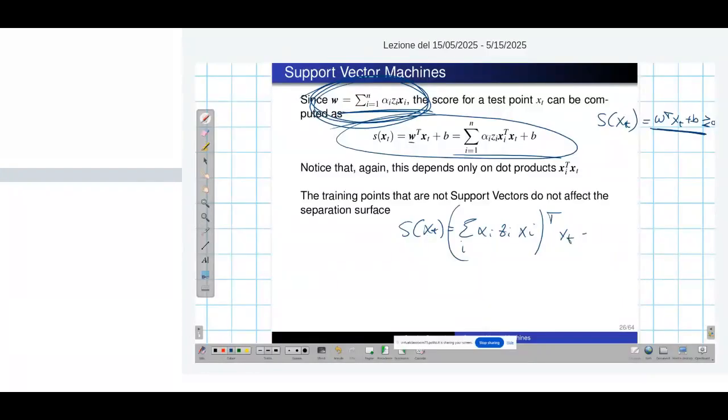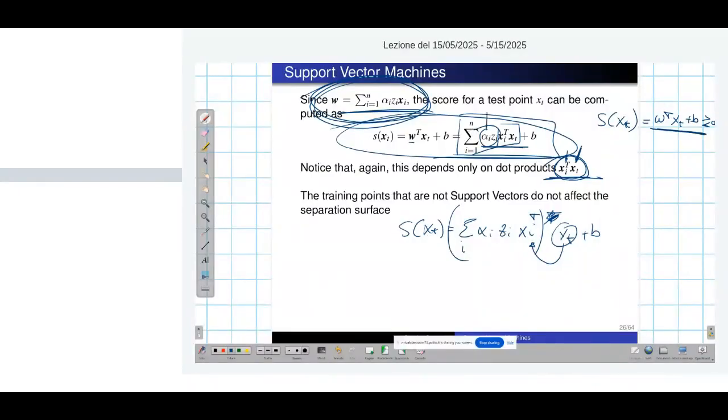This is the transpose of the test point plus b, but then I can bring the test point, the transpose, inside as well, and I get the expression that I have here. I can see the scoring function as a linear combination of dot products between the test sample and training samples xi. The scoring function can be expressed, once I know alpha and b, as a function that does not require me to compute w, but can be obtained by simply computing dot products between xt and the training set points, and then using the same weights that defined the hyperplane.